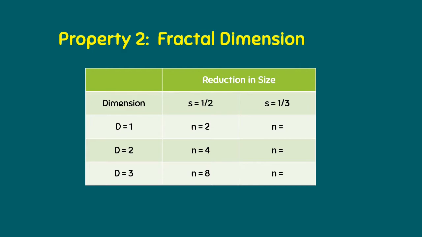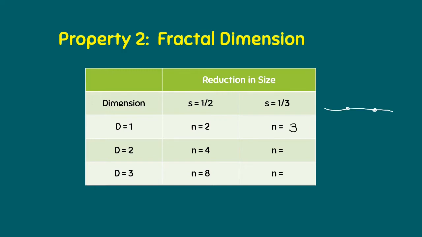Here is a summary of what we did so far. If s equals 1/2, then if d is equal to 1, we had 2 copies; if d is equal to 2, we ended up with 4 copies; and if d is equal to 3, we have 8 copies. Now what will happen if s is equal to 1/3? Meaning, we always divide the segments into 3 equal parts. For example, we have a line and we divide it into 3 equal parts. What will be the number of copies? Of course, the answer is 3.